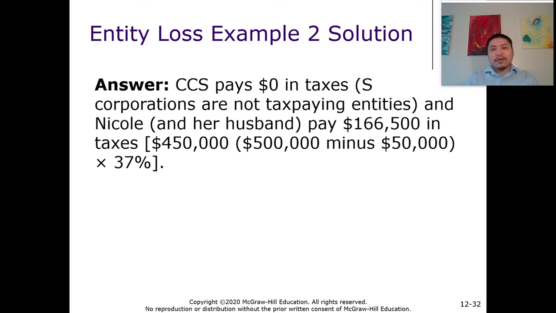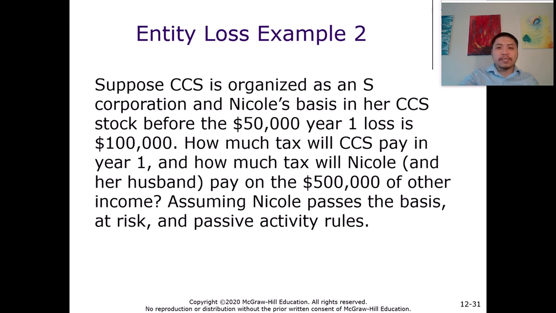However, what about Nicole? Now she can, because CCS is now an S corp. So it is a flow-through entity. The loss of CCS can now flow through to offset the individual income of the owners. So that's why the $50,000 here can be used to offset the income.